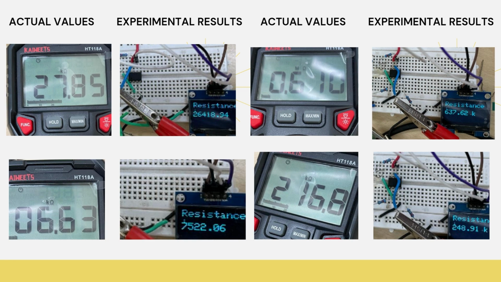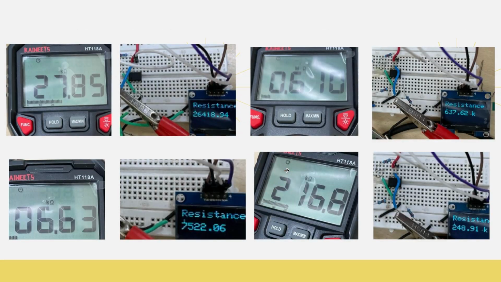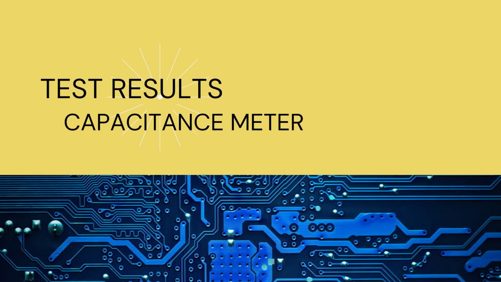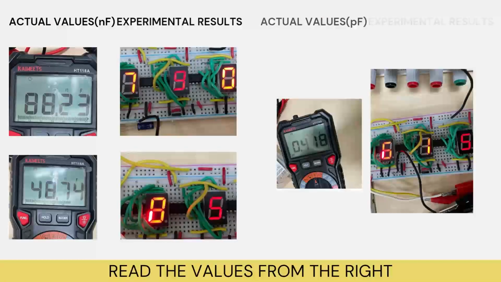Now these are all the values we are also getting. You can see from the slides, this is 26K, it's around 27K. So 500 ohm is the only difference here. So it's good in everything. Now you can see the test results of the capacitance meter in the next slide.